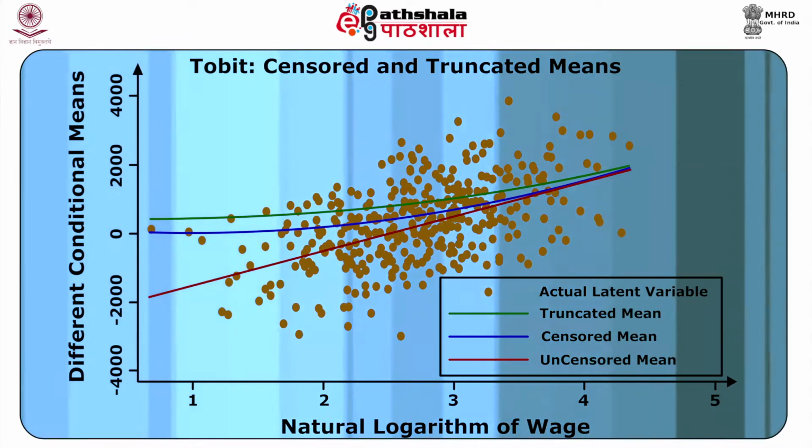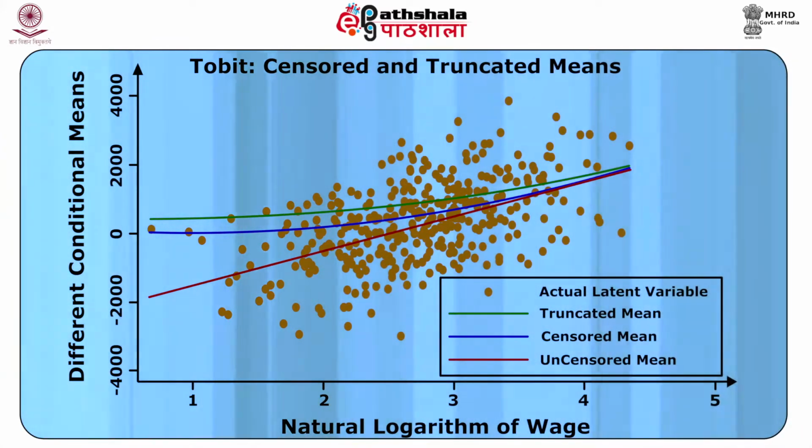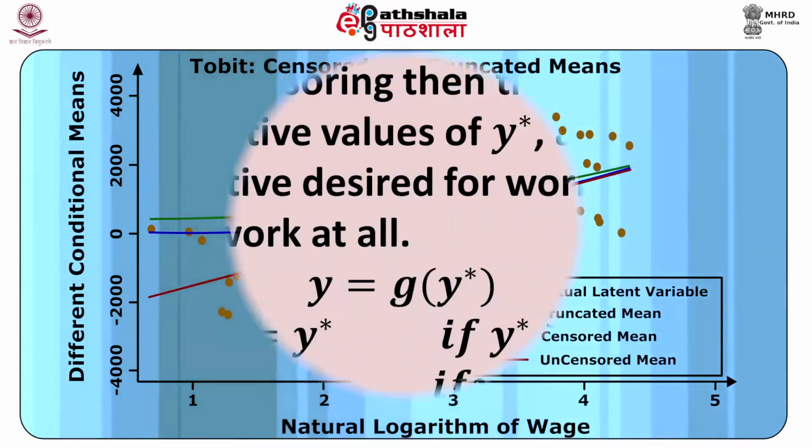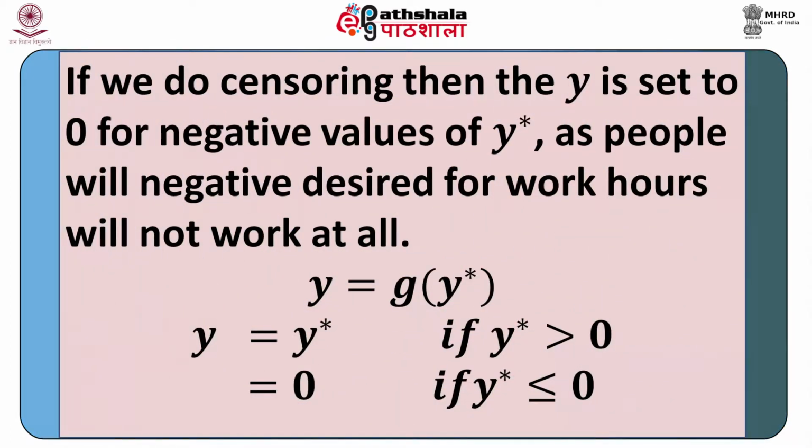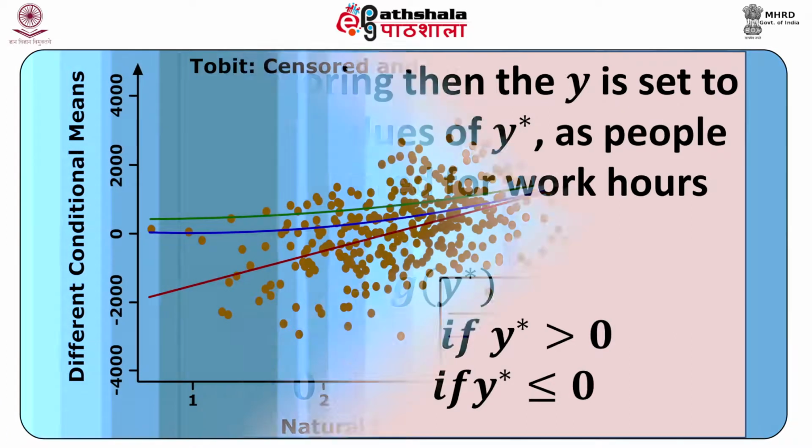Now this includes the observation of y star less than 0 as well. If we do censoring, then the y is set to 0 for negative values of y star, as people with negative desired work hours will not work at all. And in that case, we can write y as a function z of y star, and y will be equal to y star if y star is greater than 0, and y will be equal to 0 if y star is less than or equal to 0.